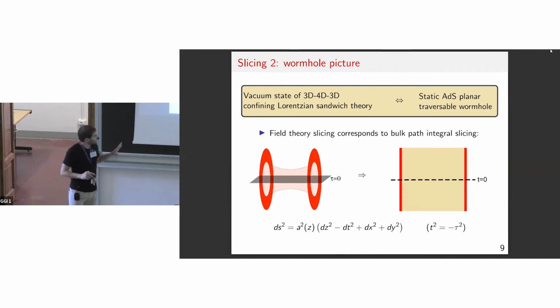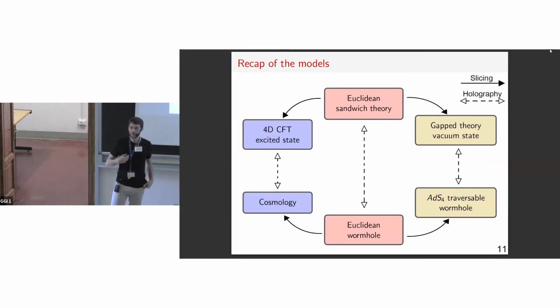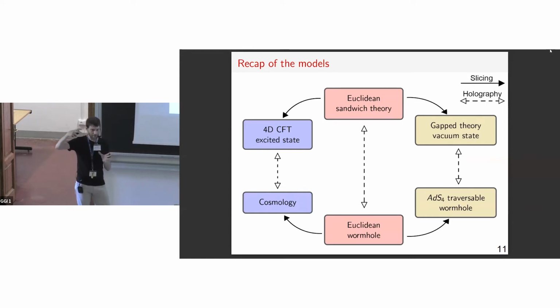okay. So we saw a lot of different models, so I wanted to give a quick recap of what we have so far. We started with this Euclidean theory, which microscopically is a Euclidean sandwich theory, two 3D CFTs coupled by a 4D CFT. And this theory is gapped in the IR, and it corresponds to having a Euclidean wormhole in the bulk with the two asymptotic boundaries coupled by non-gravitational degrees of freedom, which are essentially associated with the auxiliary degrees of freedom that you use to couple the two 3D CFTs.